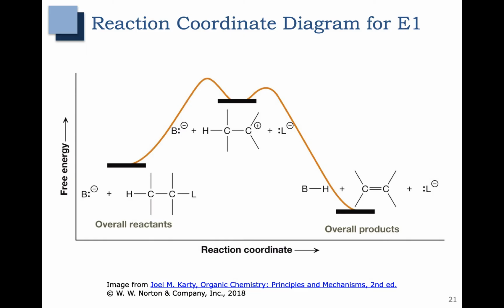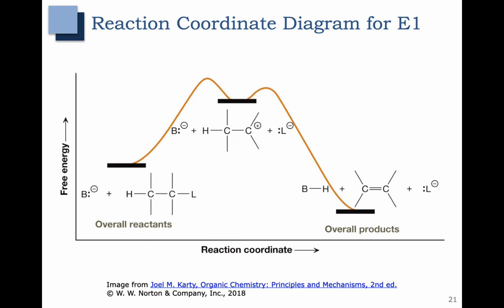Now let's take a look at the reaction coordinate diagram for an E1 reaction. As you can see here, we have the reactants over here on the left. Here's the base, and here's the substrate. In the first step, the leaving group here would fall off. Notice that the energy associated with that first step is the highest point on the reaction coordinate diagram. So this is going to be the rate limiting or rate determining step. The intermediates here are represented by this line there, and you can see the carbocation intermediate right there.